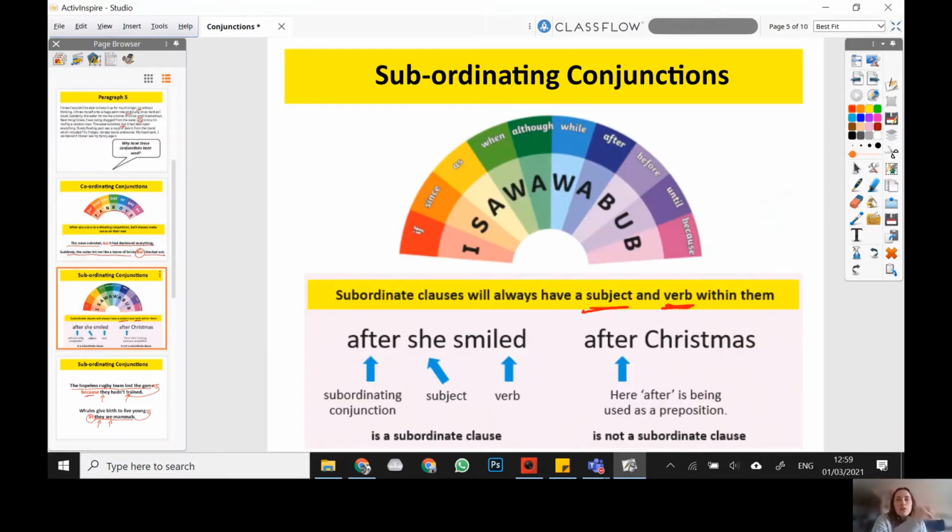So what could we use as subordinating conjunctions? We use the "I saw a wabub". I don't really know what that means, but that's how we remember it. If, since, as, when, although, while, after, before, until, and because. Okay? So if you ever need to try to remember our conjunctions, you can use FANBOYS or "I saw a wabub". Wonder what that's about.